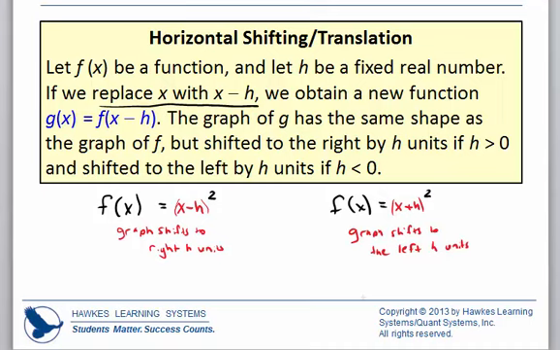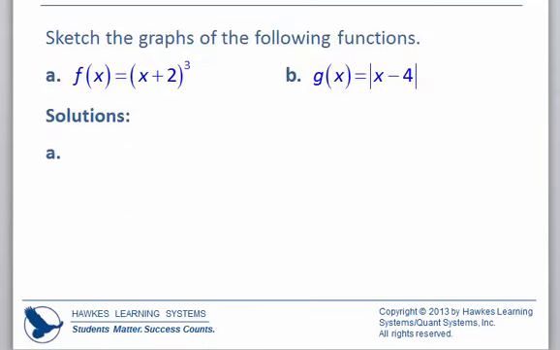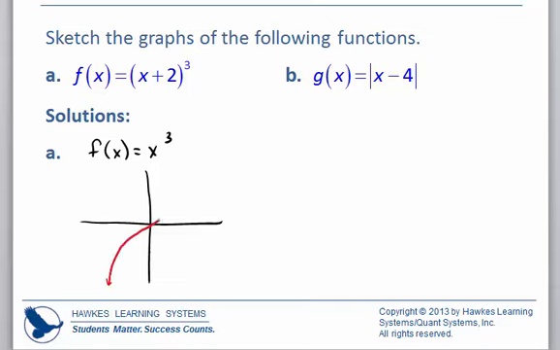So let's look at a couple of examples. Sketch the graphs of the following functions. Part A asks us to sketch the graph of f of x is equal to the quantity x plus 2 raised to the third power. So what we need to do first is correlate this back to one of our basic functions. So this is the cube function, and we know that the cube function has a graph that looks like that.